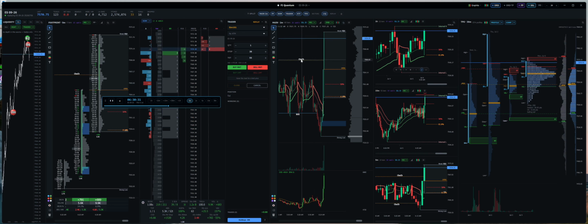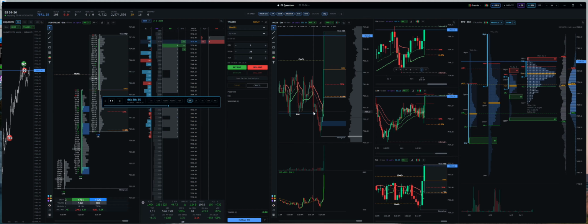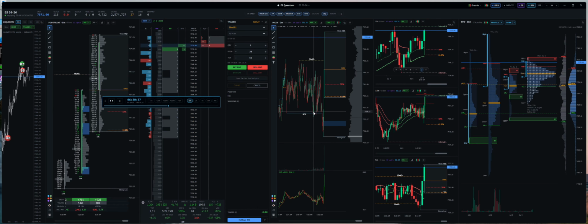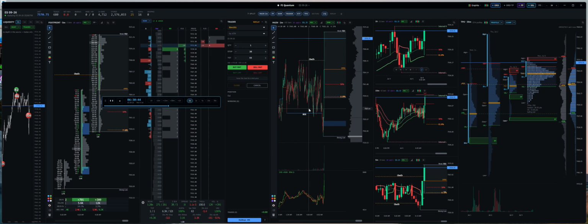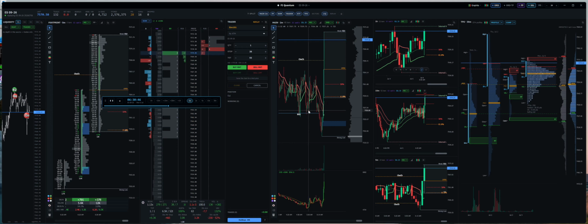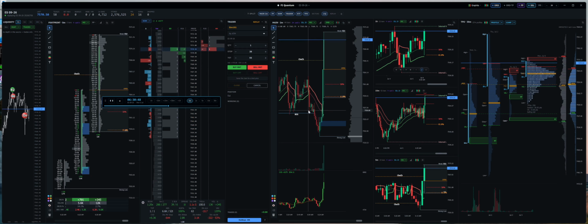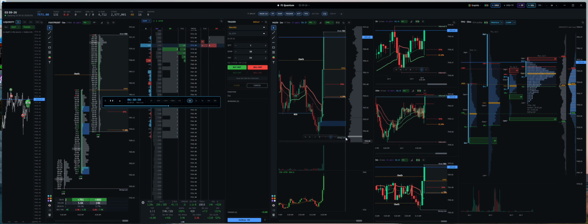First things first, we've got a change of character here after getting a break of structure. It's kind of confusing, right, in terms of where the market's going. But all we know is that right here, this is the strong low, which created that change of character.